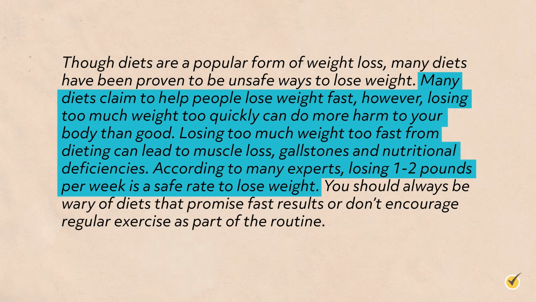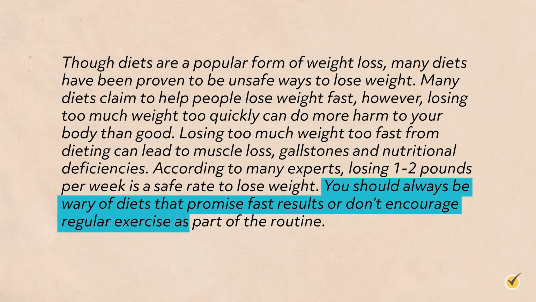This is where the supporting details and evidence come in to support the topic sentence. Let's look back at our example. Many diets claim to help people lose weight fast. However, losing too much weight too quickly can do more harm to your body than good. Losing too much weight too fast from dieting can lead to muscle loss, gallstones, and nutritional deficiencies. According to many experts, losing 1 to 2 pounds per week is a safe rate to lose weight. Here, the sentences following the introduction go into detail about how diets can be dangerous and why. It also gives data to support this argument.